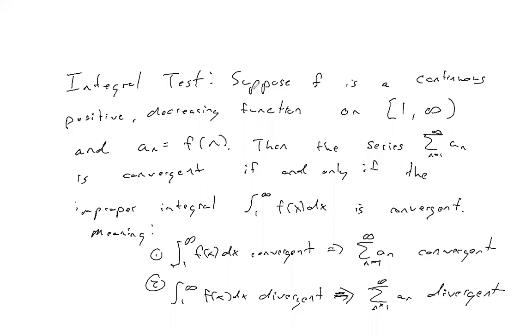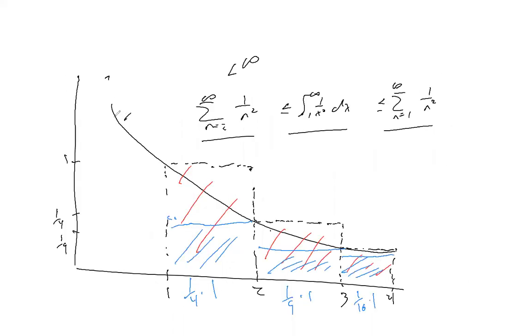Okay, here's the statement of the integral test. Suppose f is a continuous positive decreasing function on the interval 1 to infinity, and a_n equals f of n. So what does all this mean? It just means, just like in this previous example, we have a positive continuous decreasing function f, and if I plug n into f, I get a_n. So that's what the first part is saying.